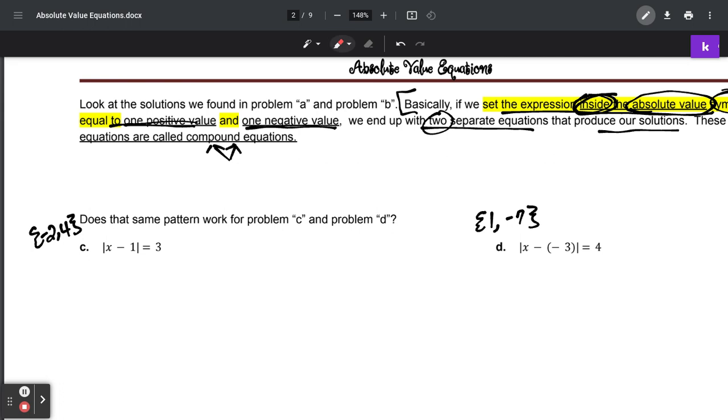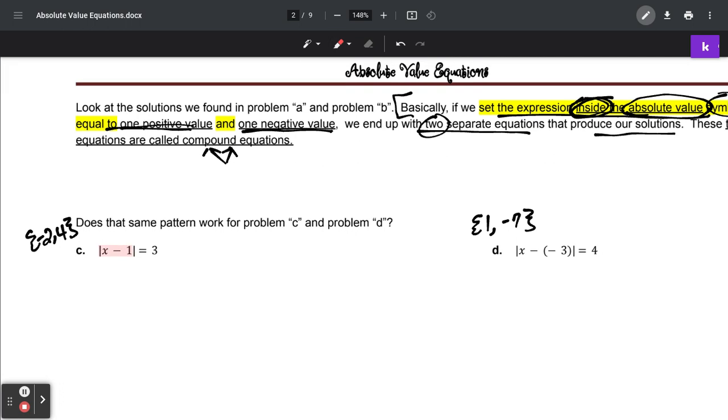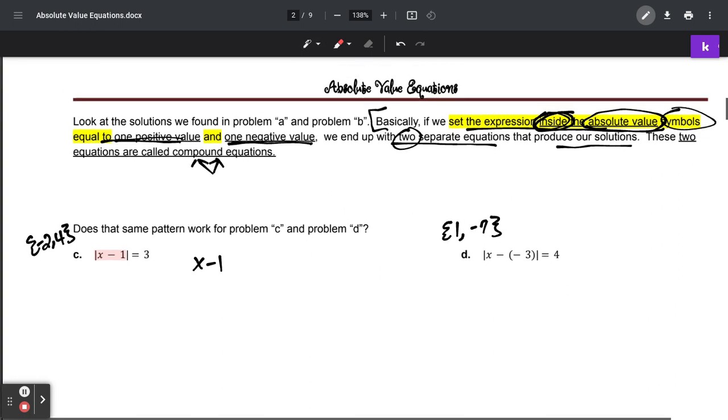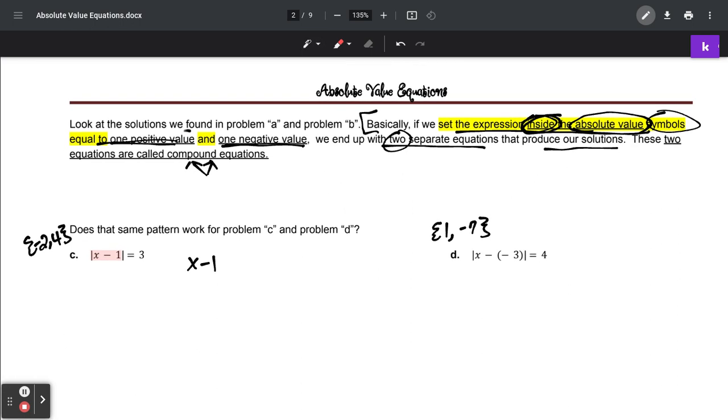All right, but let's take a look at C and see if we can reason what I'm talking about. So I'm going to focus on the inside. What's on the inside of the absolute value? That would be the expression x minus 1. Then it says, take that expression and set it equal to one positive value. Well, the only other value in that equation is 3, so I got to set it equal to the positive value of 3. But I also need to take that expression that's on the inside of the absolute value and set it equal to the negative value of what's over here. So the expression that's on the inside again is x minus 1. So these are going to be my two equations.